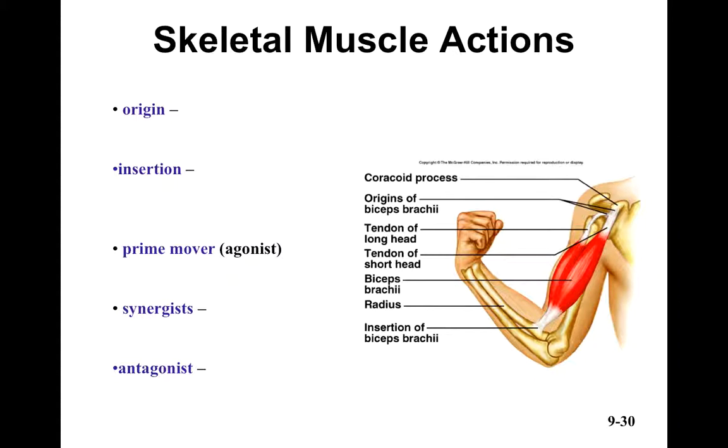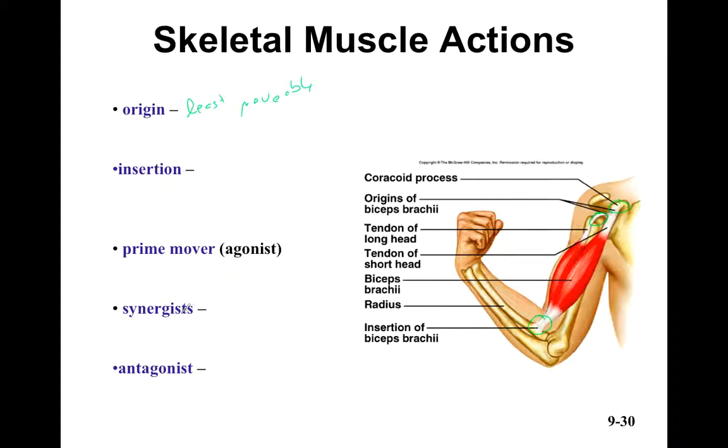Okay, skeletal muscle actions. The origin is the part of where the muscles attach that's least movable. For example, with the biceps brachii muscle, we've got some origins here for the two heads, and these ones don't move a lot, but notice here, where it attaches to the radius, it does move a lot. So this end that is more movable is called the insertion.